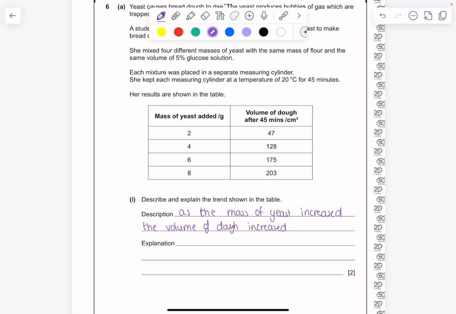Now, if you see here, I didn't just say it increased. If you just write it increased, it's not good enough. You need to make sure you specify. So making sure you're using the headings that you're given, that gives you all the information you need to do.